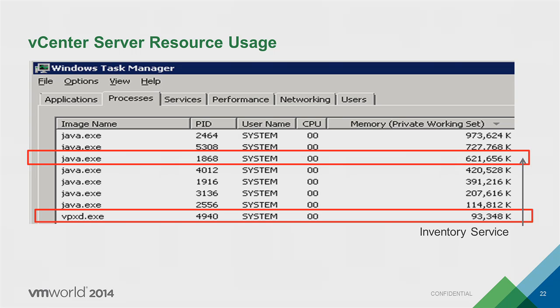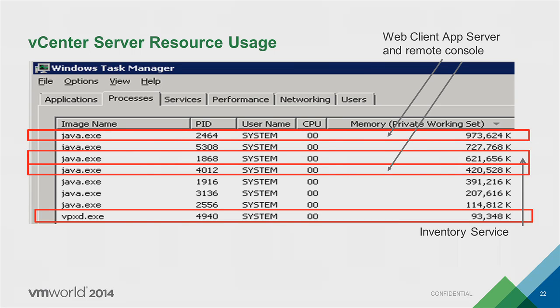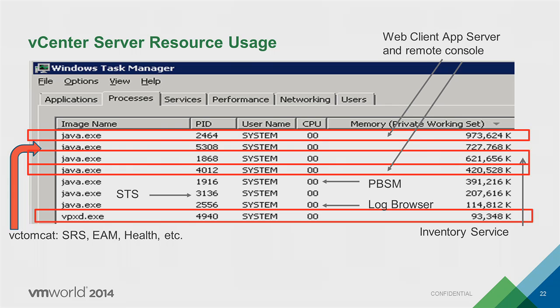You've also got Java processes for your inventory service. You've got Java processes for this web client application server, and whenever you invoke a remote console, that also invokes a Java process. You've also got your processes for your health and EAM and whatever. And you've also got Java processes for policy-based storage management, etc. So when you pull up Task Manager and you see all these Java processes, don't be alarmed. Now you know what all those things are.